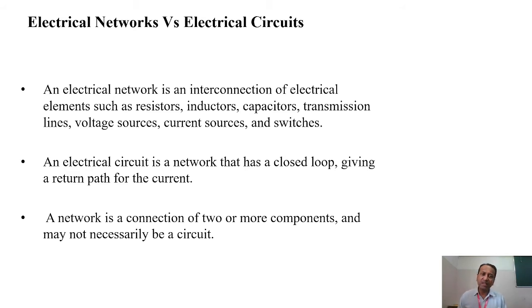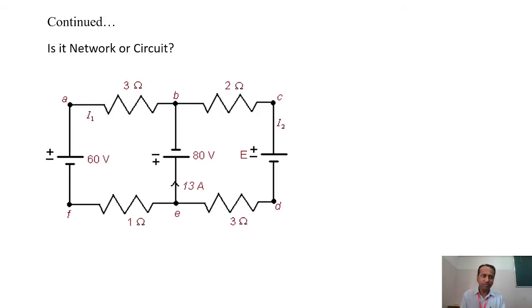An electrical circuit is a network that has a closed loop giving a return path for the current. A network is a connection of 2 or more components and may not necessarily be a circuit. When I say network, it can be anything. Even if I say LAN is a network, we cannot call that an electrical circuit. So the question mentioned on this slide: is it a network or a circuit?